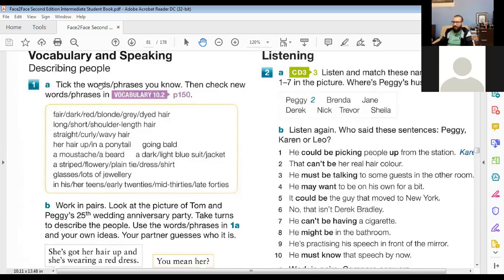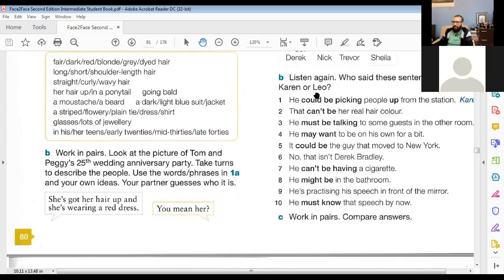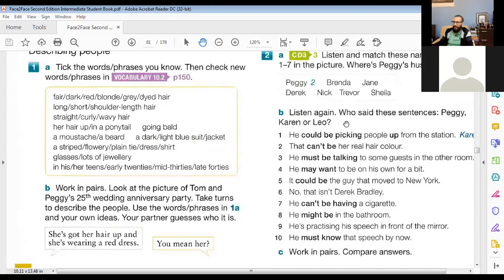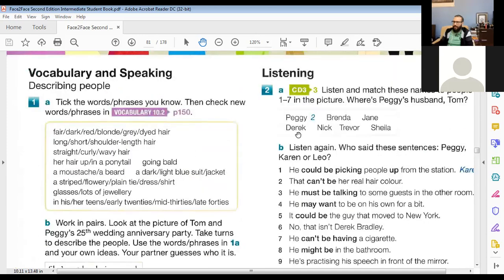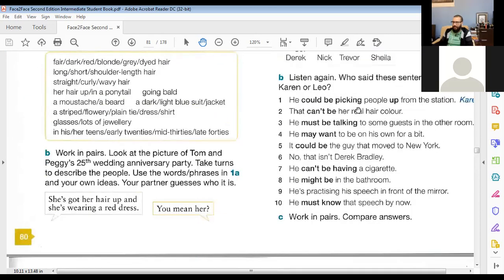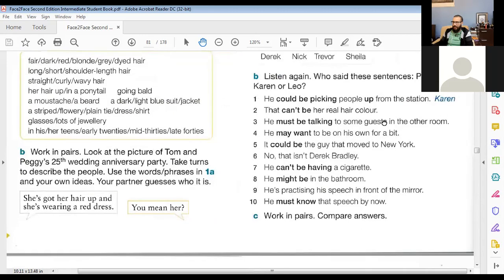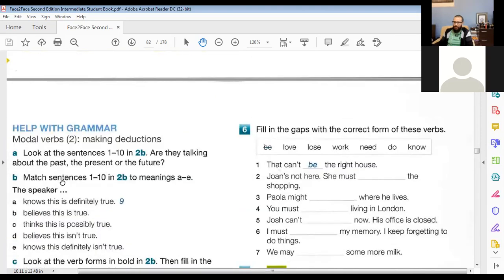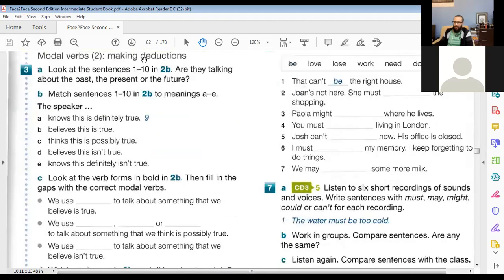After describing, we did the listening. So we listened to Peggy talking to both her children, Karen and Leo. And I think they were talking to the guests. These are some of the guests that came to the wedding, and now they're back at the anniversary party. So we've got Brenda, Jane, Derek, Nick, Trevor, and Sheila. And then we completed these sentences and we answered who said them.